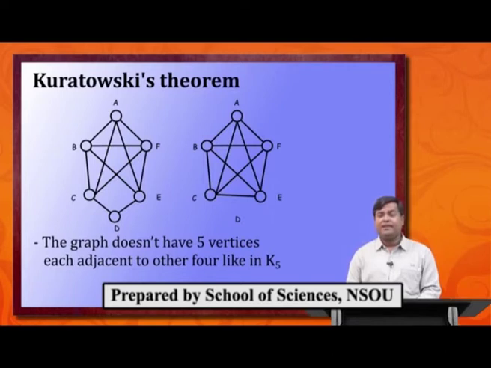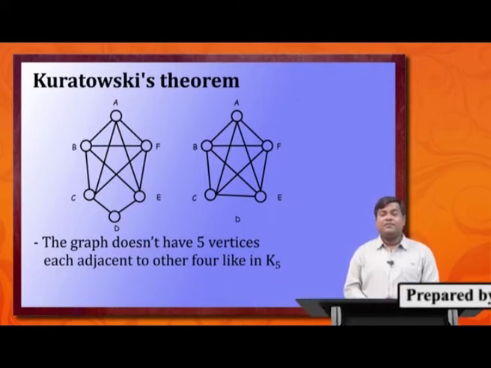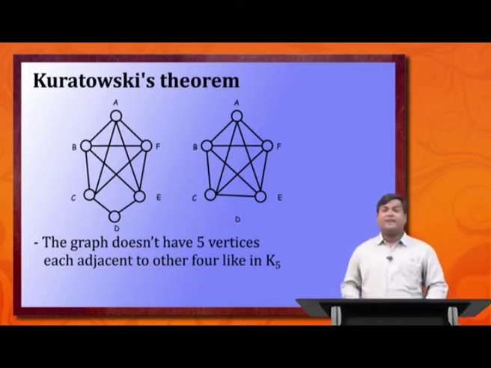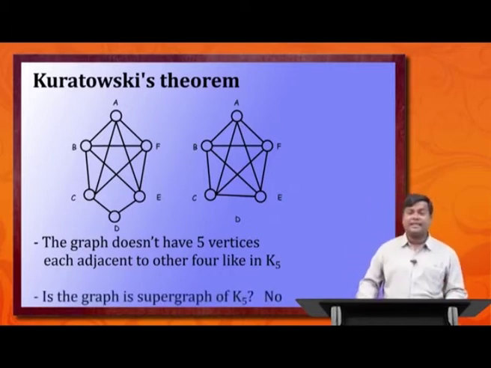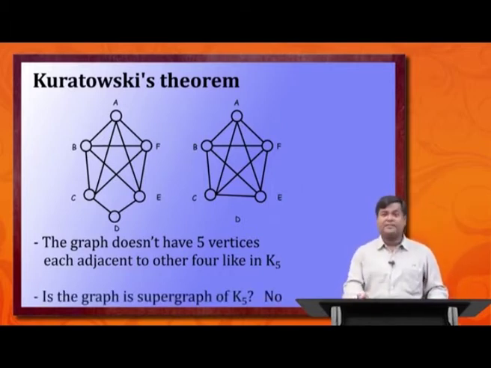If you consider any vertex A, it is adjacent to all other vertices B, C, D, E and F. But if you see the previous graph, every vertex is not adjacent to the other vertices, because A is adjacent to B, C, E, F, which is correct. B is also adjacent to A, C, E, F, that is also fine. But C is not adjacent with all of them; C is adjacent with A, B, D and F. Since there is no edge between C and E, we cannot say that this is a supergraph of K5. So the answer is no, this is not a supergraph of K5.